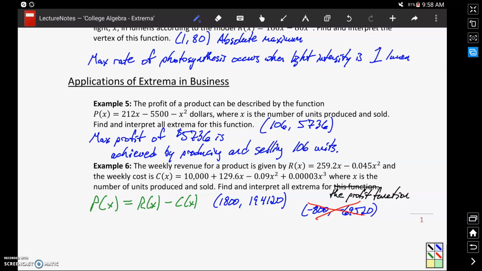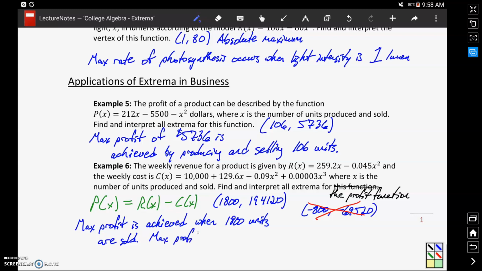Then we can interpret the other point and state that our maximum profit is achieved when 1,800 units are produced and sold, and that maximum profit is going to be $194,120.